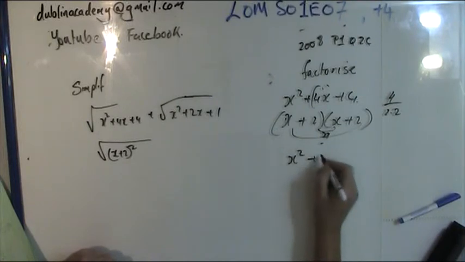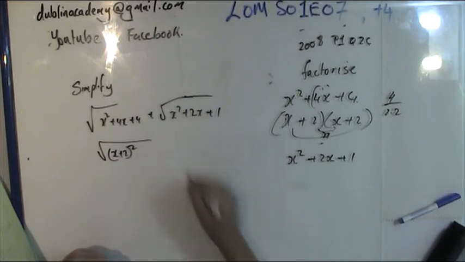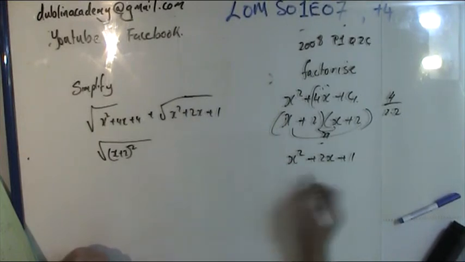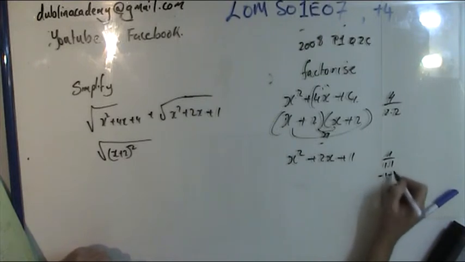X squared plus 2x plus 1. And it said to simplify this. So this doesn't look simplified. So I know that there's an answer in here. The factors of 1 are 1 by 1 and also minus 1 by minus 1.